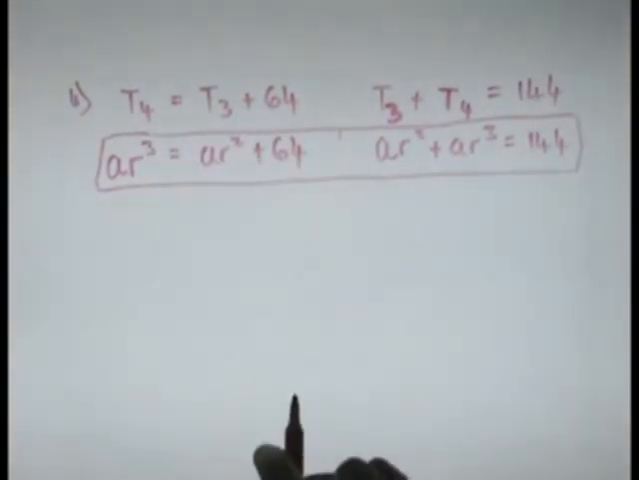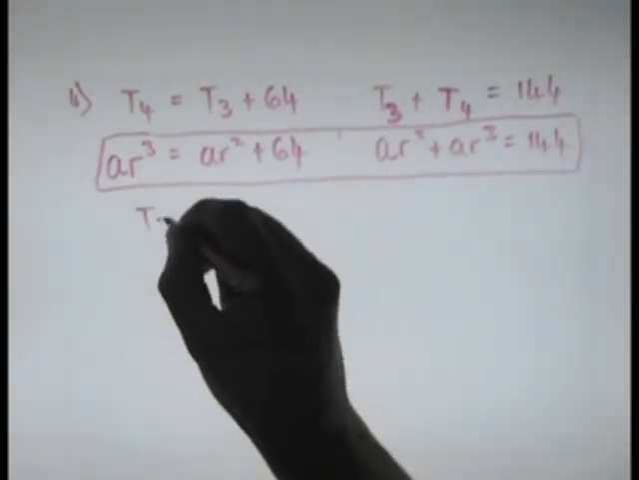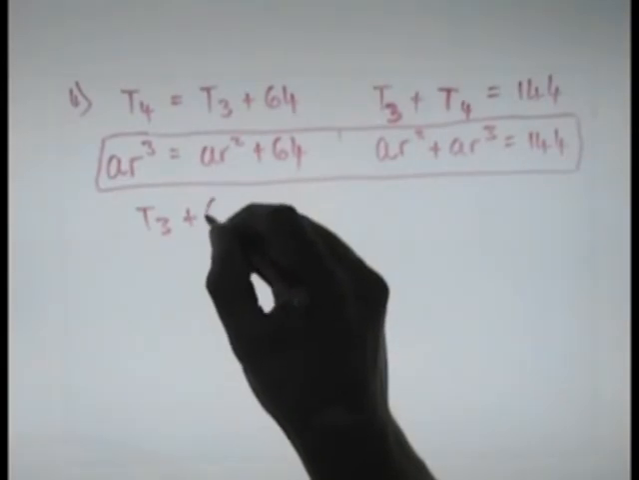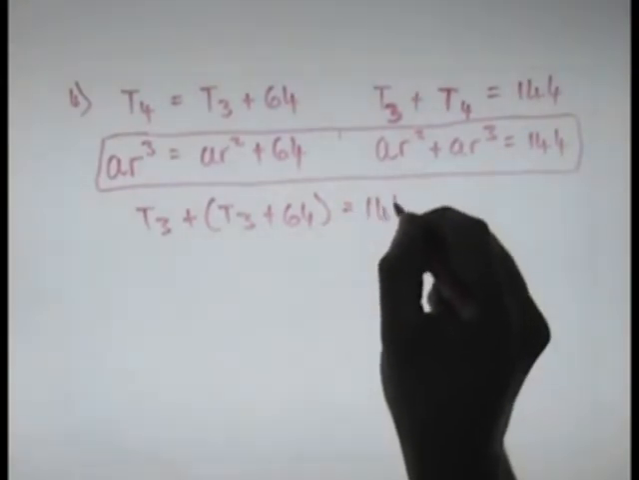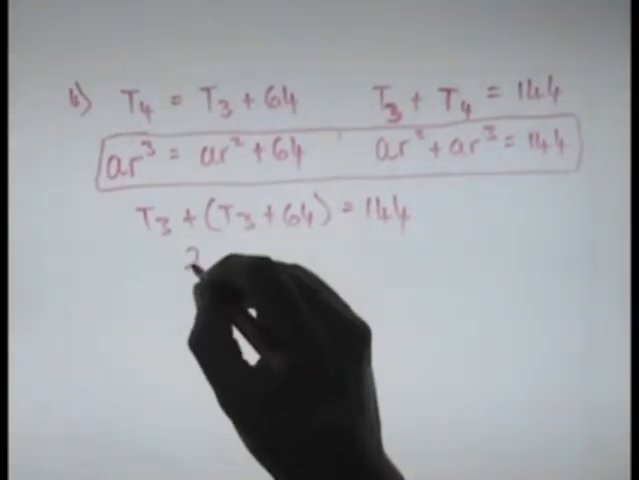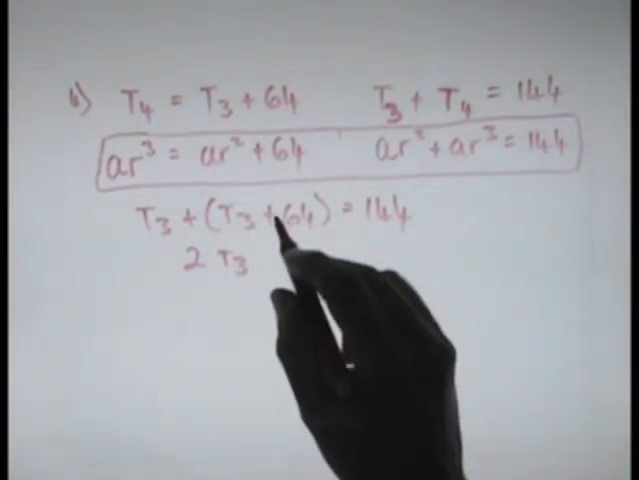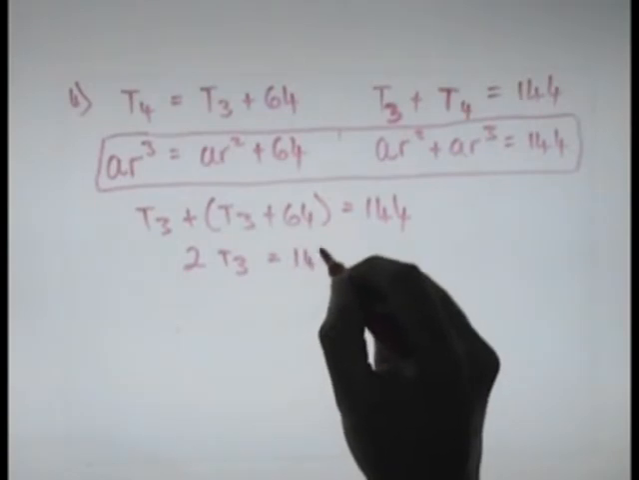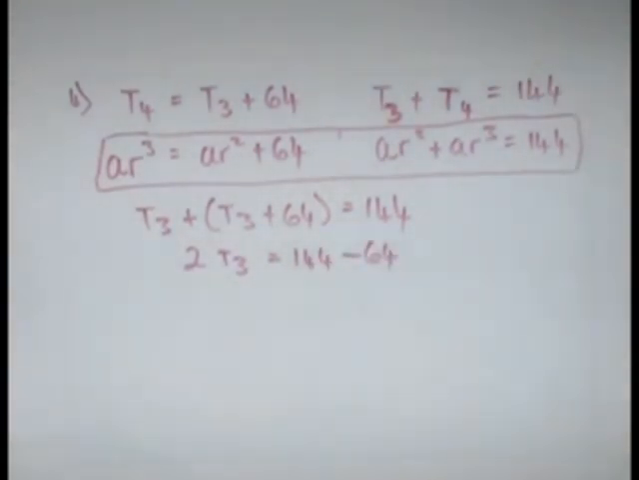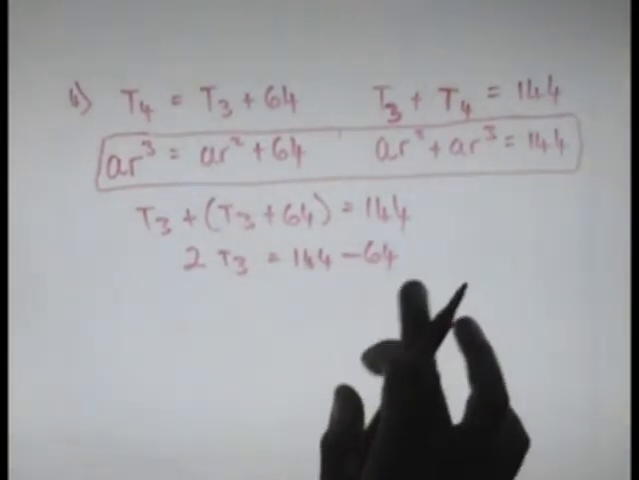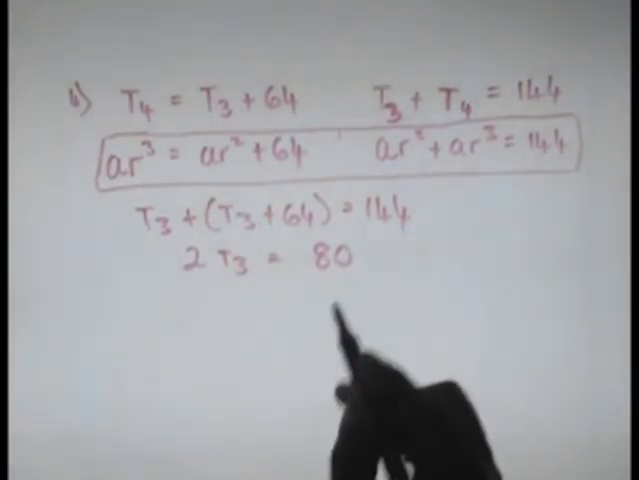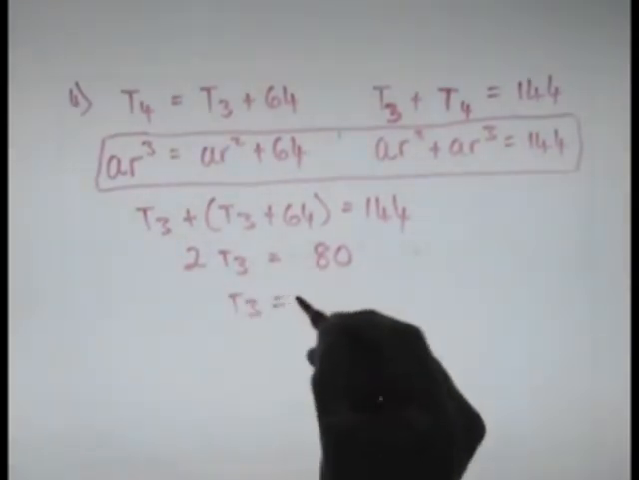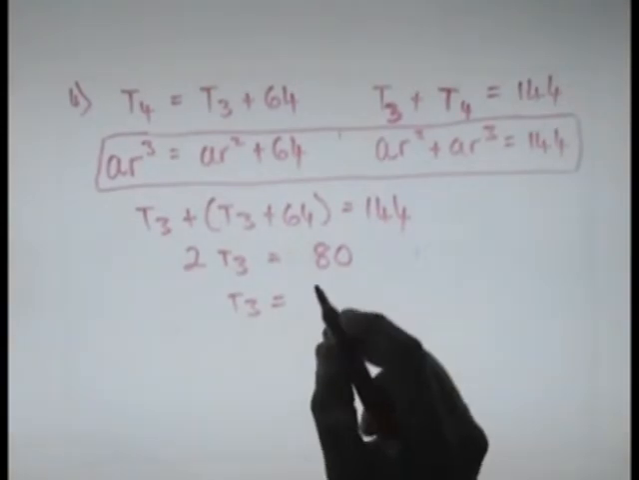T4 is T3 plus 64, right? So wouldn't that one read T3 plus T4, which is T3 plus 64, is equal to 144. T3 plus T3 is 2 times term 3, plus 64 is equal to 144, so 2 times term 3 is equal to 144 minus 64. 144 minus 64 is the same as 140 minus 60, which is 80. That means that 2 times term 3 is equal to 80, so term 3 is equal to 40.